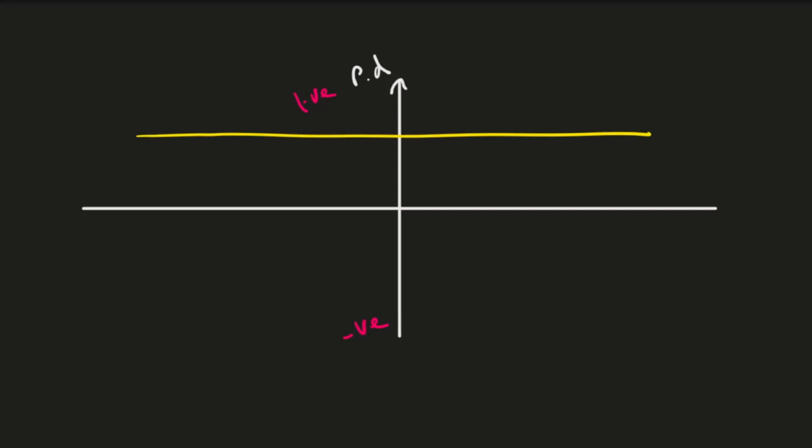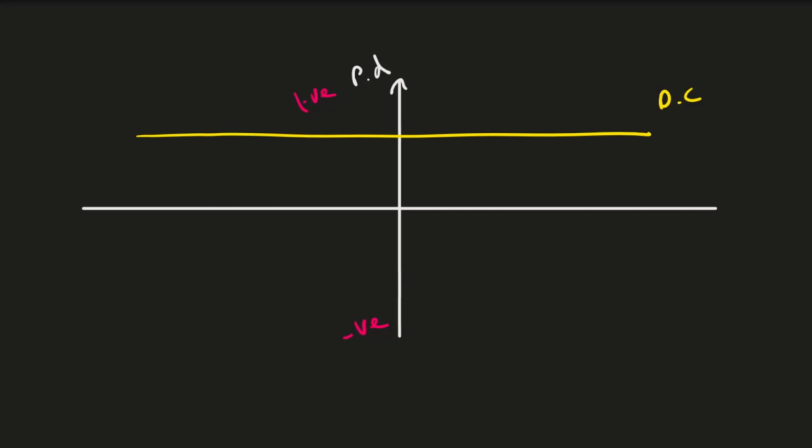So it would look something like this, or potentially it could look something like this. But the idea is that whatever the potential difference is, whatever the magnitude of it is, it never switches from positive to negative or vice versa. So let's keep it positive like that. So this is direct current or direct potential difference. We'll just call it DC.